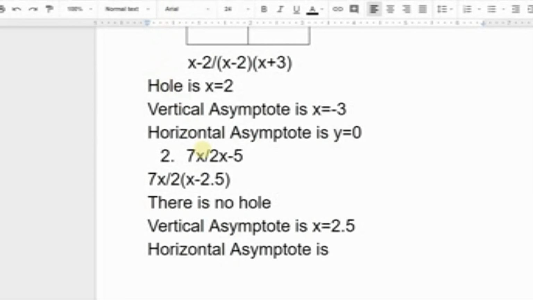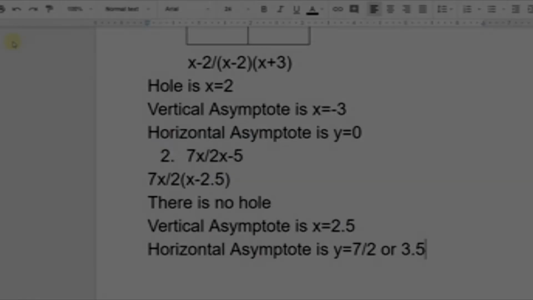Now this one is different. Since they have the same degree of x on both the numerator and the denominator, you would check the 7 and the 2, or the first number in both of these, and you would look for 7 over 2. And that means that the horizontal asymptote would be y equals 7 over 2, or you could say 3.5.